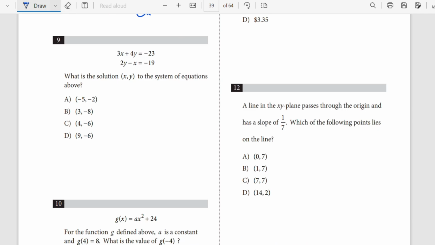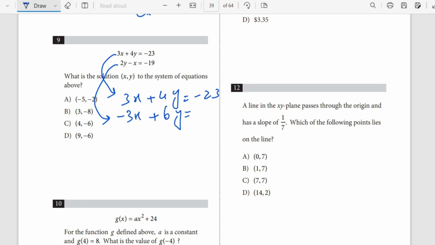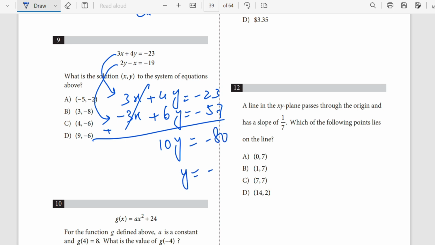Question number 9. It's a system of simultaneous equations. Here we can write this as 3x plus 4y is equal to minus 23, and I will multiply this equation by 3. So minus 3x plus 6y is equal to minus 57. Add these values. So it becomes 10y is equal to minus 80 and y is equal to minus 8. So this one is the answer. You have no need to calculate x again.